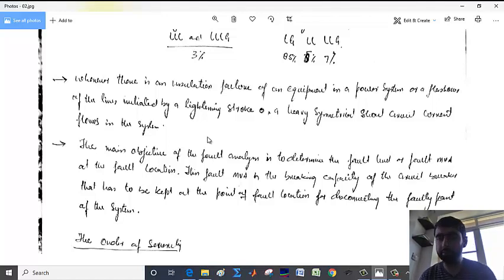When that happens, this air breaks down and it makes a conducting path between the conductors, and a three-phase short circuit takes place. Now, the main objective of the fault analysis is to determine the fault level or fault MVA at the fault location. This fault MVA is the breaking capacity of the circuit breaker that has to be kept at the point of fault location for disconnecting the faulty part of the system.